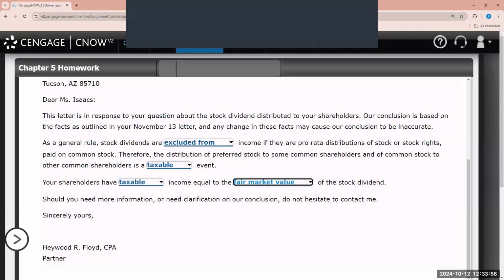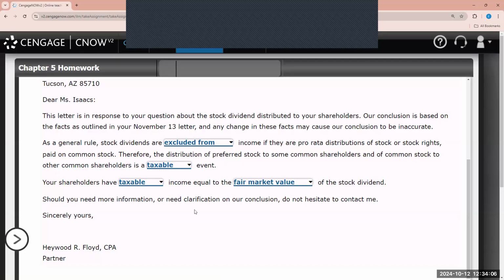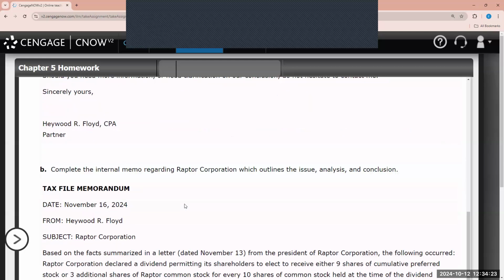And lastly, if there are distributions of convertible preferred stock, unless it can be shown that the distribution will not result in a disproportionate distribution. So it met one of the exceptions, because the distribution of the preferred stock was to some common shareholders and common stock to other common shareholders, a taxable event was triggered.